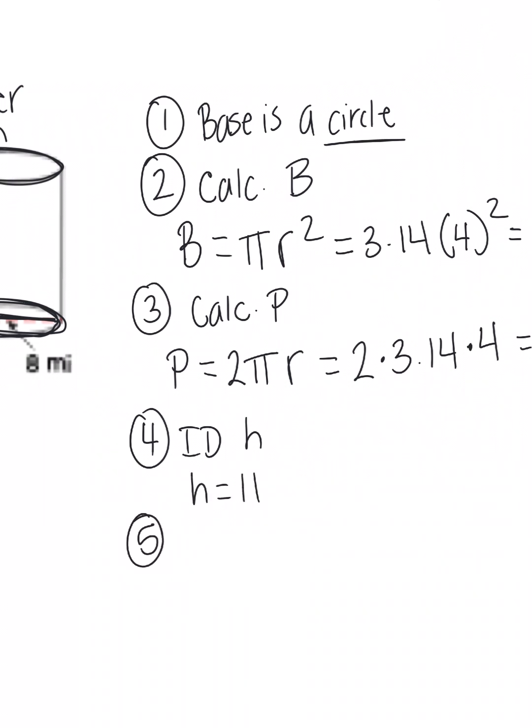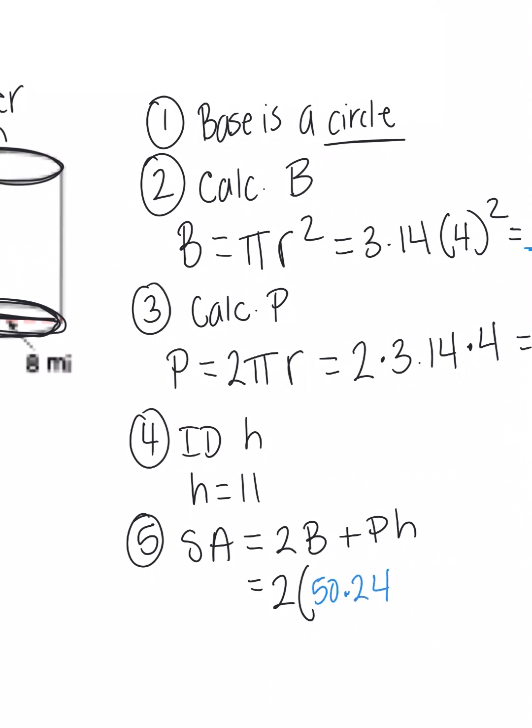And now I just plug into my formula. So 2B plus pH. Okay, my base, my capital B, was 50.24. So I'm going to put that right here. My capital P, my perimeter, or my circumference, was 25.12. And my height was 11.